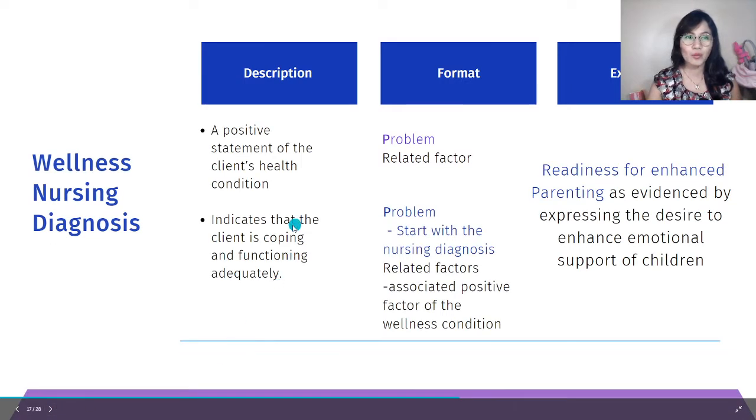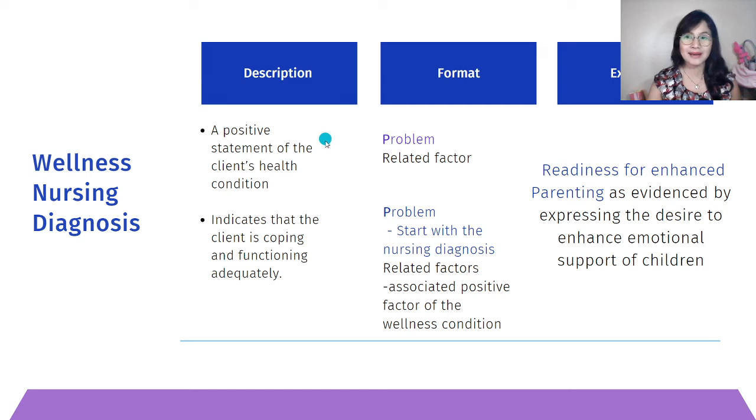Next, we have the wellness nursing diagnosis. This is a positive statement of the client's health condition. It indicates that the client is coping and functioning adequately. So we have here the format of problem and related factors. Take a look at the format. You do not look for PES because there are no signs and symptoms.